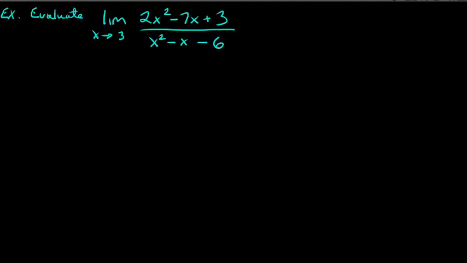All right, here we go. So we want to evaluate the following limit. X is approaching 3, right? And we want to find the limit of 2x squared minus 7x plus 3 all over x squared minus x minus 6.